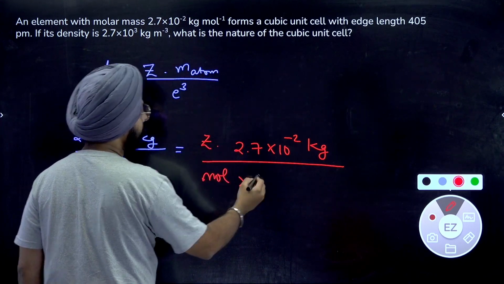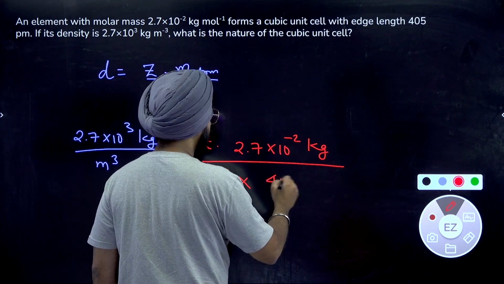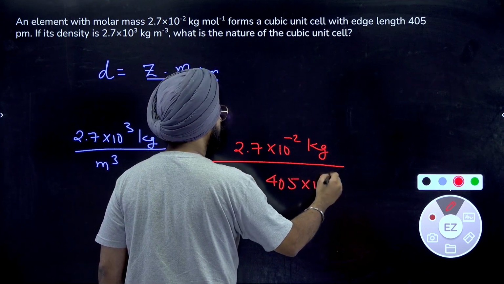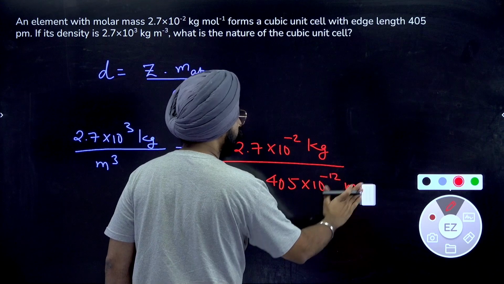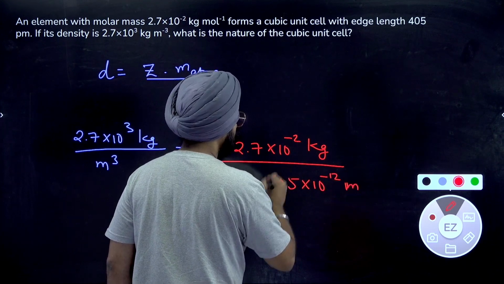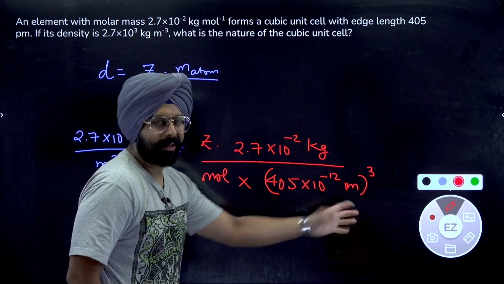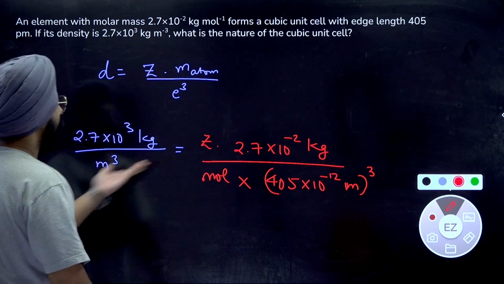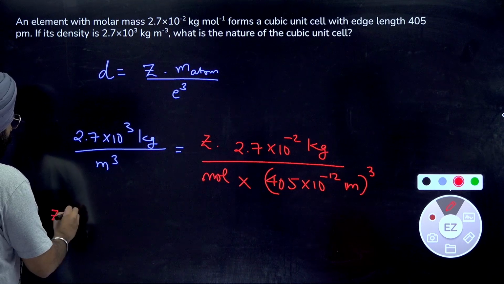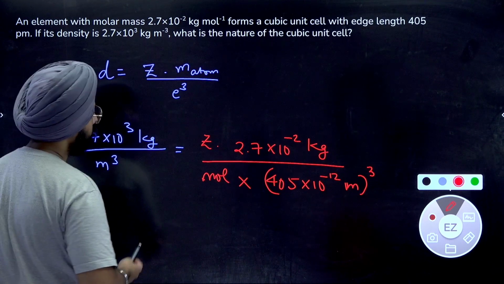Then you have edge length cubed, that is 405 into 10 to the power minus 12 meters, cubed. Don't forget to convert picometers into meters also. Now it's just about calculating Z. So Z will be equal to how much?